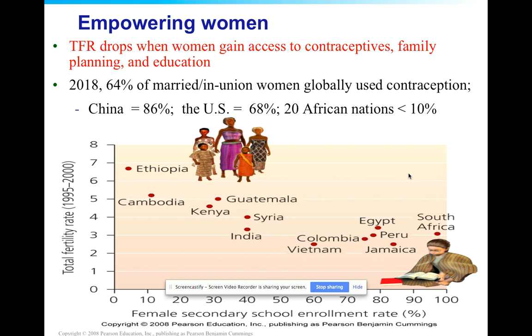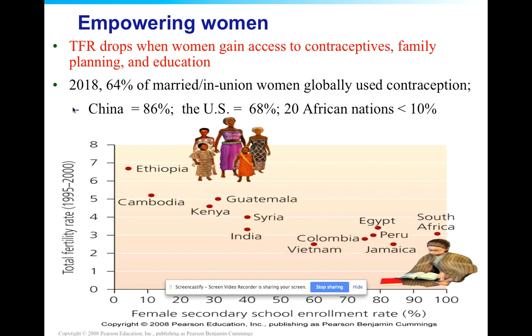So the number one thing in terms of how do you control population is educating women, providing them access to contraceptives and family planning. So that's how you drop the total fertility rate. Here's some statistics for you. In 2018, 64% of married women globally use some form of birth control, and it's different in different countries. So in China, where the fertility rate is really low, it's 86%. In the United States, we're only at about 68.